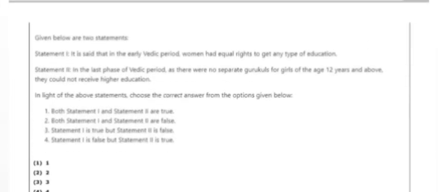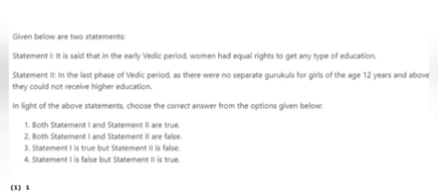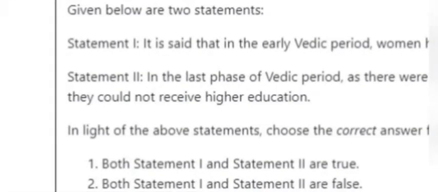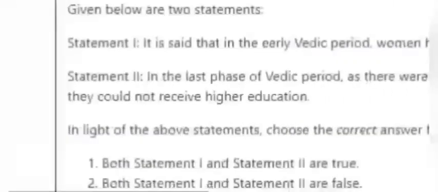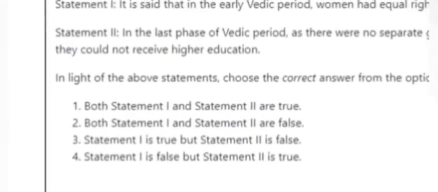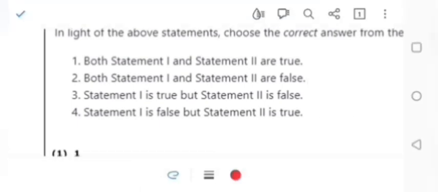42, given below are two statements. One says, it is said that in the early Vedic period, women had equal rights to get any type of education. Two says, in the last phase of Vedic period, as there were no separate gurukuls for girls of the age 12 years and above, they could not receive higher education. Choose the correct option. These are the options as usual. So 42, correct option will be 1 and 2, both are correct.